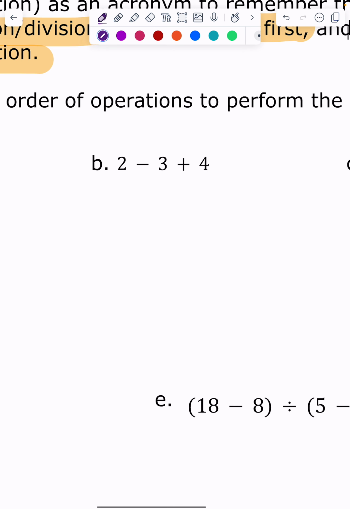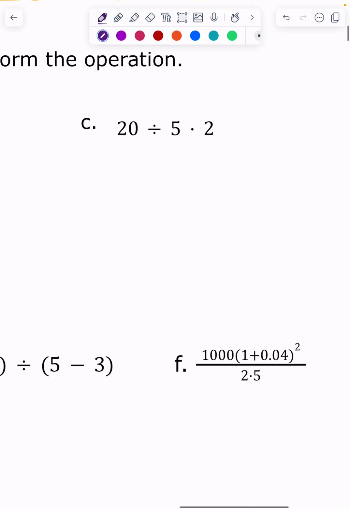All right, part B. 2 minus 3 plus 4. So with addition and subtraction, it's whatever comes first. Those are the only two operations. So I'm going to subtract first. 2 minus 3 is -1, and then add 4. And -1 plus 4 is just 3.